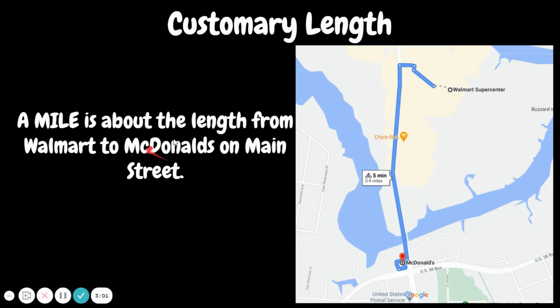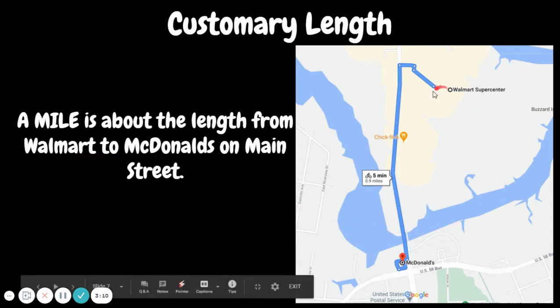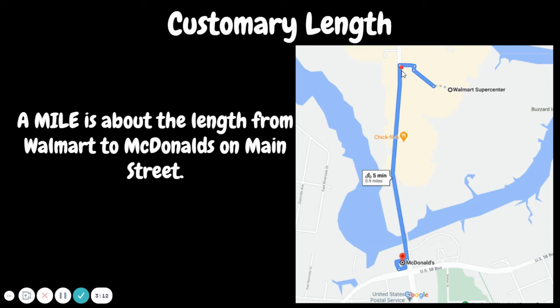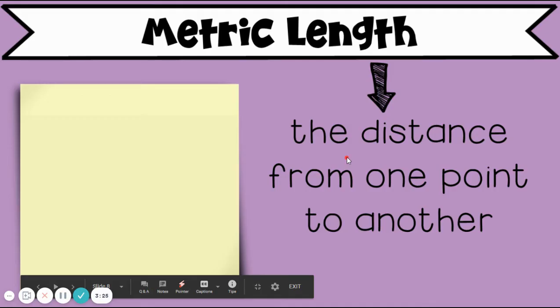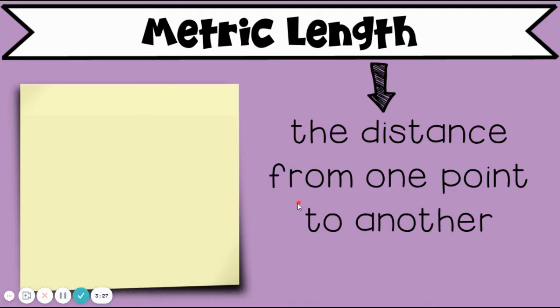And then a mile is about the length from Walmart on Main Street all the way to McDonald's. So if you look right here, this is where Walmart is. This is Main Street. There's Chick-fil-A, and then McDonald's, right? And then you got the Hilton and all the other stuff. But this is about 1 mile. All right, moving on to metric length.